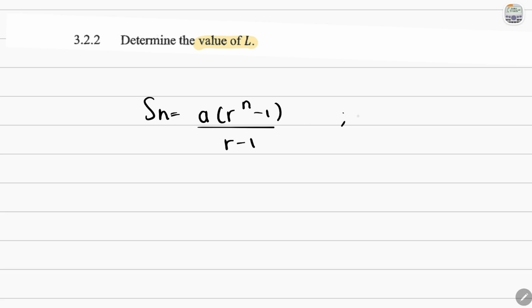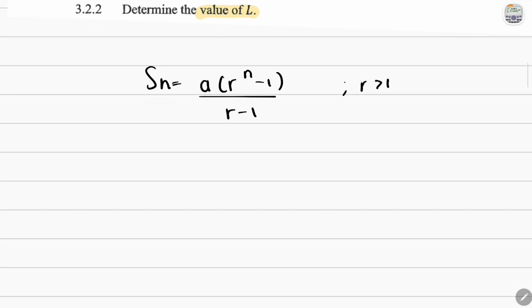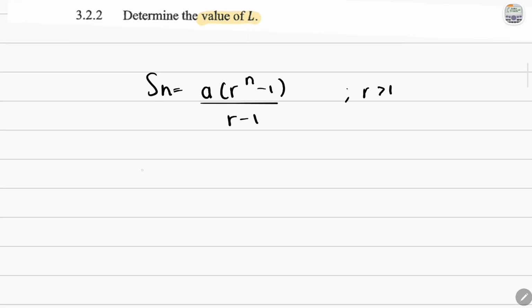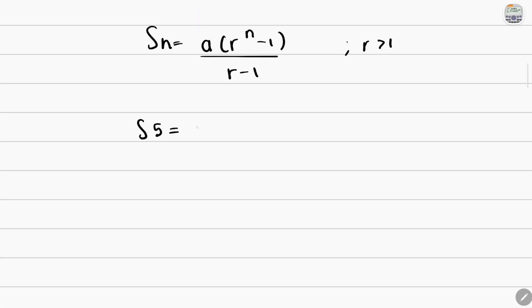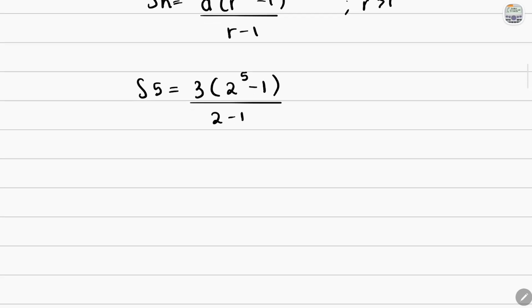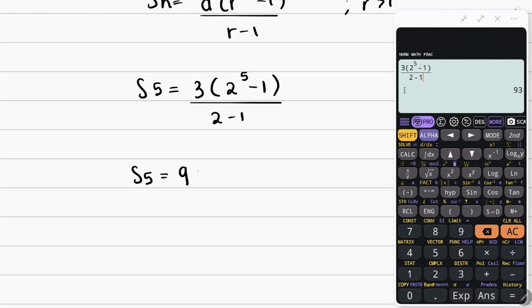Okay, this is where R is greater than 1. And so we have S of 5 is equal to, and remember that A is 3, the first radius was 3, so 3, and then we say R, which is 2, raised to the power of 5 minus 1 over R, so 2 minus 1. Okay, and let's substitute this and find out the sum of the 5 radii. And that is 93. So this is the sum of the radii.